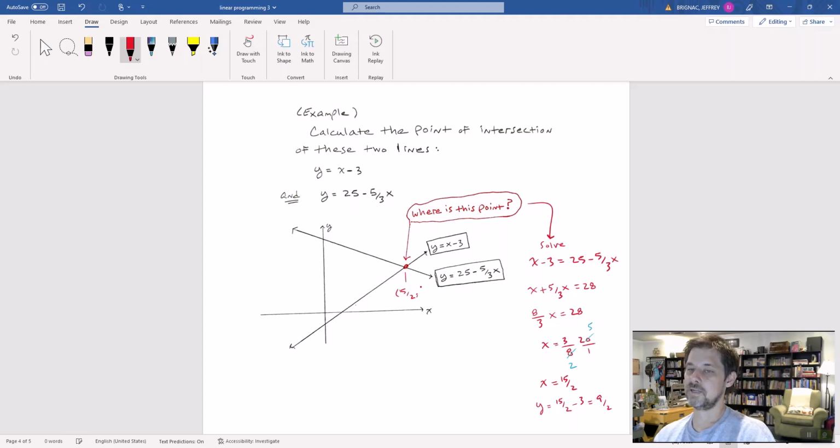Okay, so alright, point of intersection: 15 over 2 for x, 9 over 2 for y. Which amounts to this point being 7.5 spaces to the right and 4.5 spaces up, and that's where the lines cross. Okay, alright, so that's how we find out where two lines intersect each other. Set them.